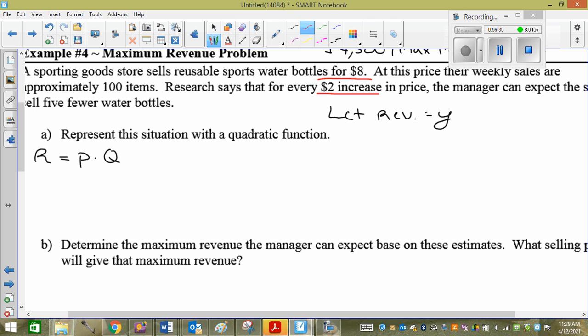Awesome. So we know that our price is equal to, well, they said they originally are $8. And then they say for every $2 increase, so we know it's going to be plus 2 times x, where x is whatever value we increase it by. What about our quantity in this case, or the amount of bottles we sell? What is that going to be? Matt, what information from the problem tells us what we need for that? 100. 100, okay, yeah. And then is there any other part that tells us any information?